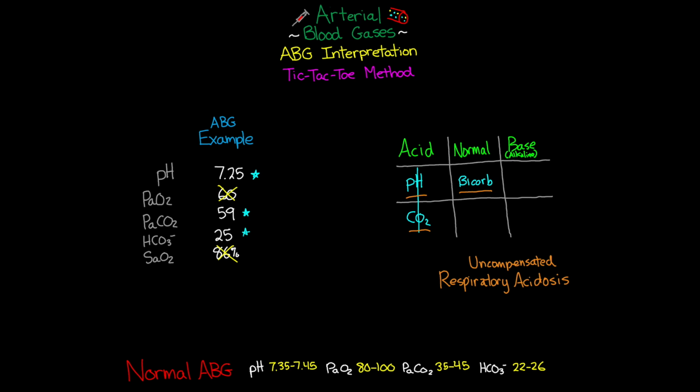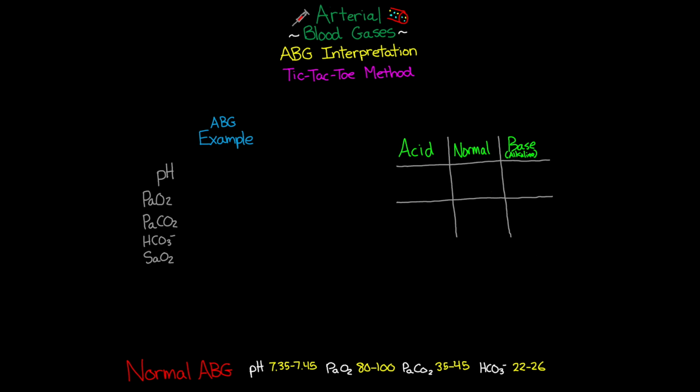All right, hopefully you guys were able to follow along with that. And so we're going to go ahead and do another example here. For this example, we're going to have a pH of 7.49, a PaO2 of 82, a CO2 of 44, a bicarb of 29, and an oxygen saturation of 95%. Once again, we'll ignore these two values here.